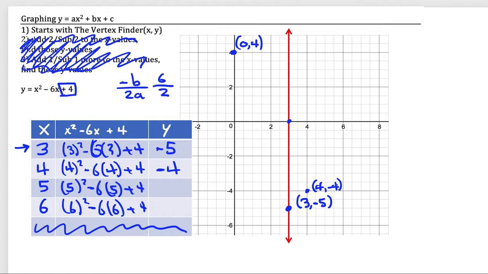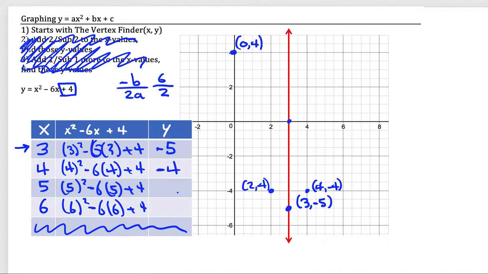If (4, negative 4) is 1 unit to the right, its copy would be 1 unit to the left from the axis of symmetry. So (2, negative 4) is also going to be a coordinate point. Okay, gotcha. So if you're 1 unit to the right, you would have a copy 1 unit to the left from the axis of symmetry.